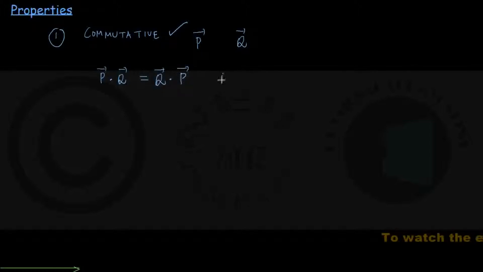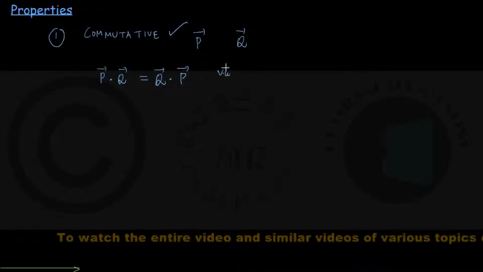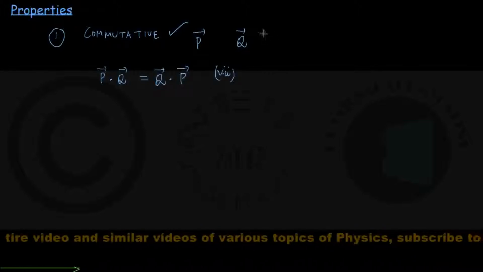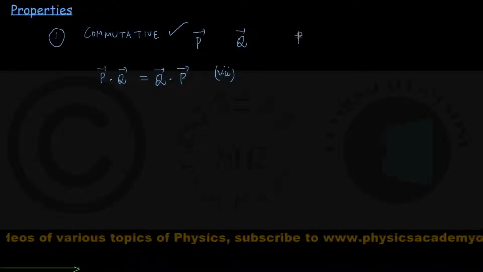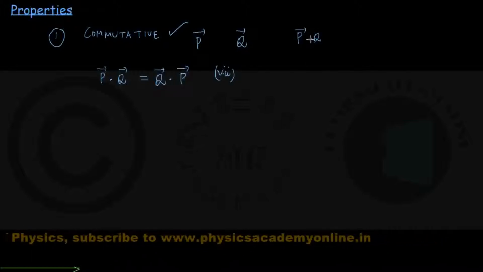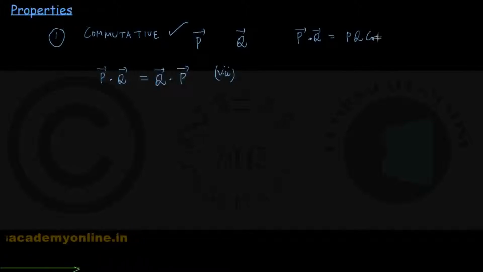That I am calling my first result here, and I'd like to give it a number. Let me number it equation number 7 for continuity, and the proof is quite easy to see here. I could write down P dot Q as the magnitude of P into magnitude of Q into cosine of the angle between the two vectors. I have seen it before.